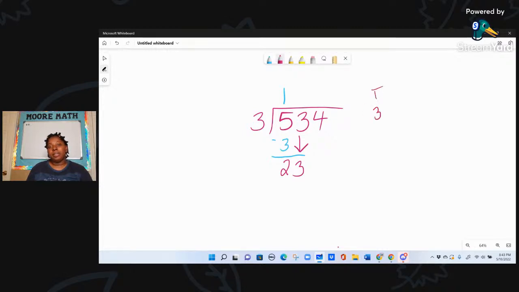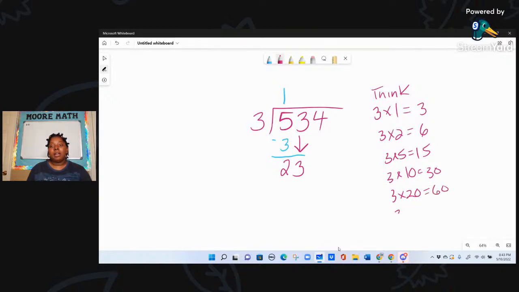I call it a little think box, to just have some common numbers for 3 right here. So like 3 times 2 is 6, 3 times 5 is 15. When I say common numbers, we can have 3 times 10, 3 times 20, 3 times 50, and 3 times 100. That way we can pull from this bank as we go along, okay?